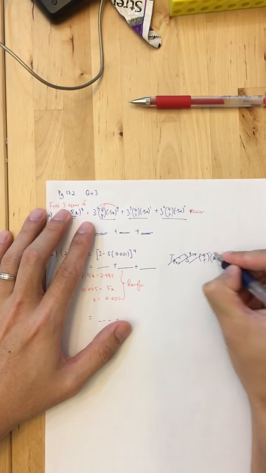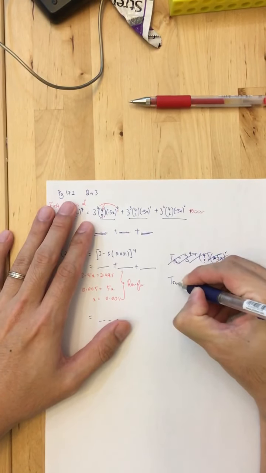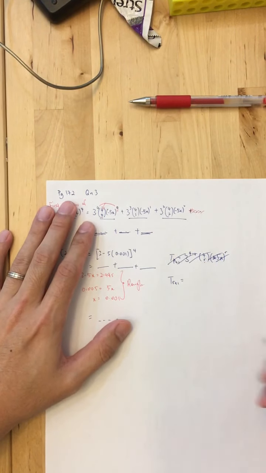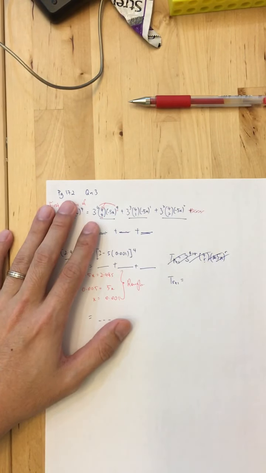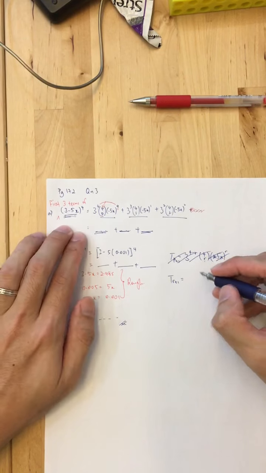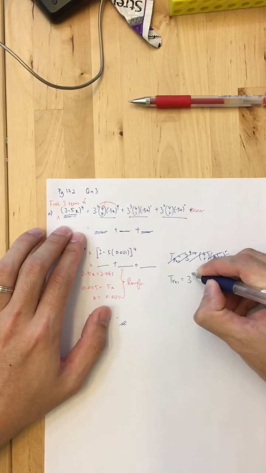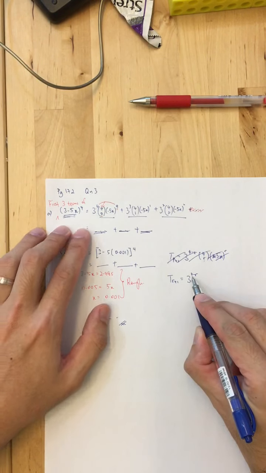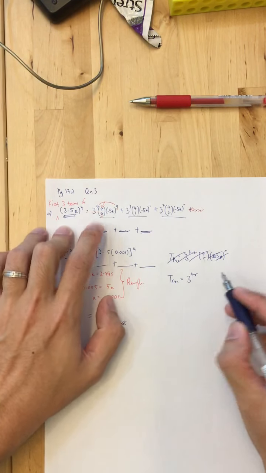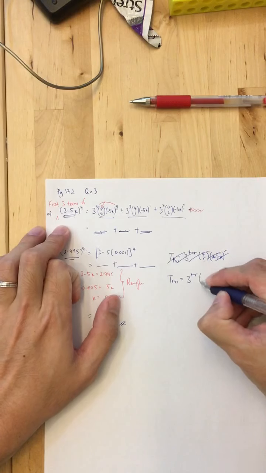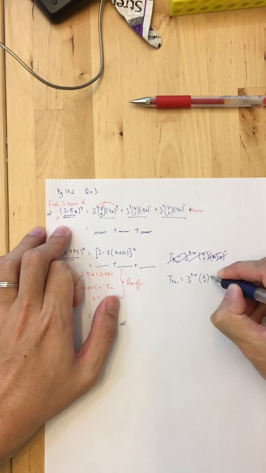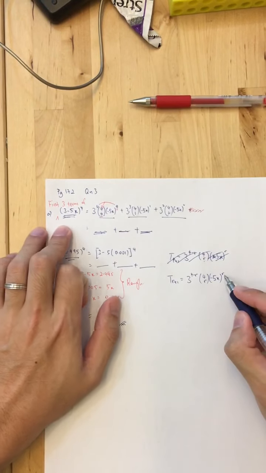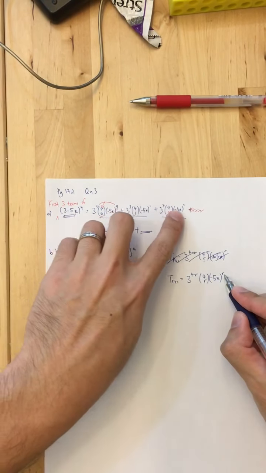Let me write it again. The r plus 1 term, that's what we call it, or we call it the general term also. It will be, for this case, 3 to the power of 4 minus r, because it descends in order from 4, right? And 4 choose r, negative 5x to the power of r. This r because it ascends in order, right?